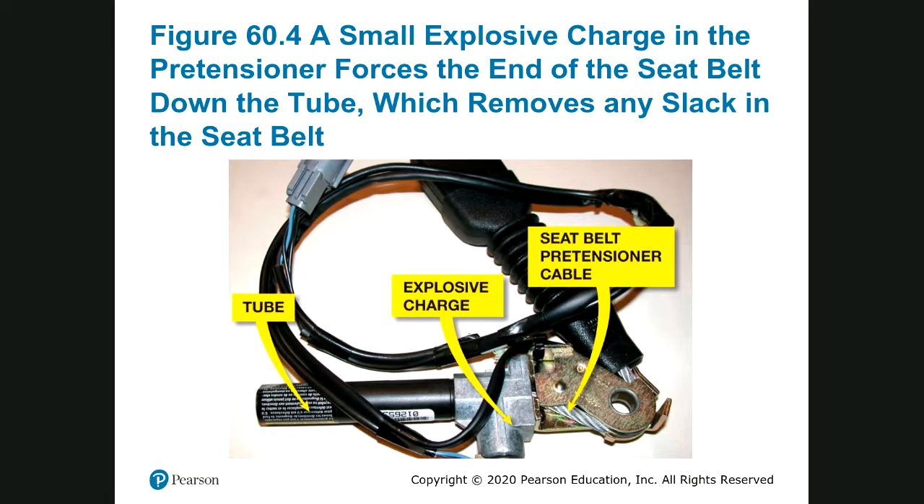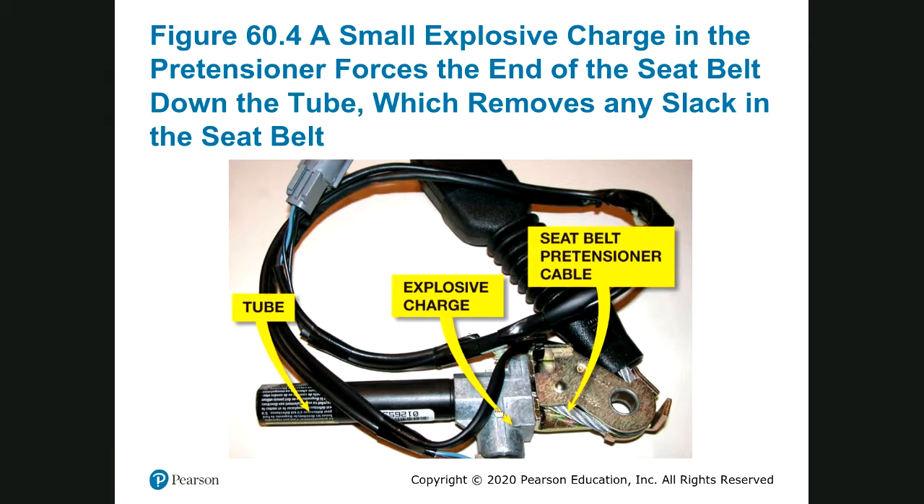Small explosive charges in the pretensioner force the end of the seatbelt down a tube, which removes any slack in the seatbelt. Let me see if I can point on this right here. Here's my pointer. You can see this cable right there at the end of that seatbelt. Right here's your buckle side, and there's all the wiring on top of there. This hole here is actually the bolt that bolts that to the body of the vehicle. And you can see this cable is attached to the buckle itself, and it goes around this pivot here, which goes to this explosive charge.